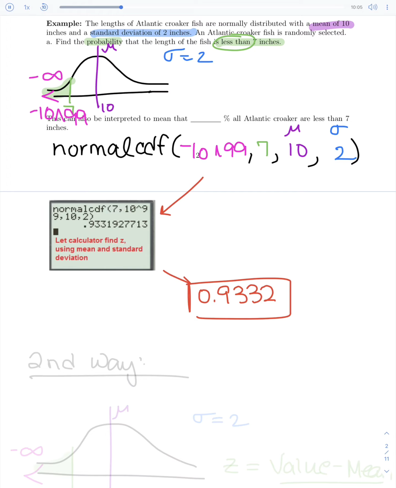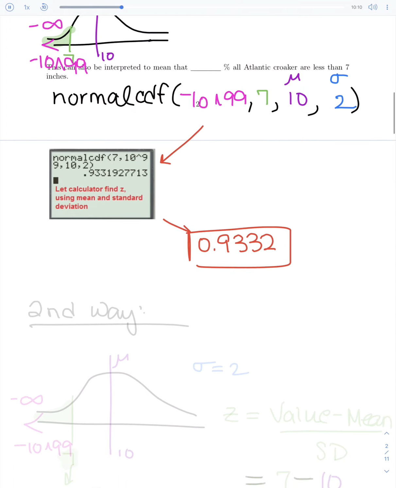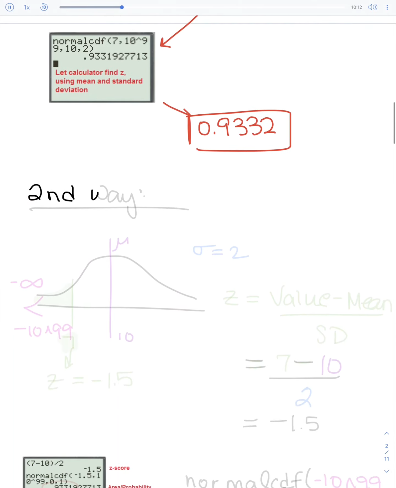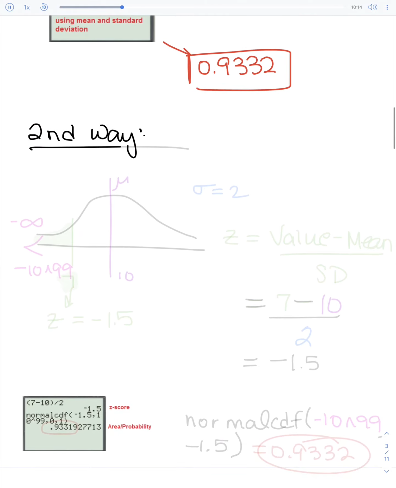Now, this was just one way to do it. You could have also used our same picture. So doing this a second way, draw the same picture, with still having the mean in the middle of 10, the mu, and still having our 7, and the fact that we want everything less than that, which means to the left, and writing down our standard deviation because we are going to use that.